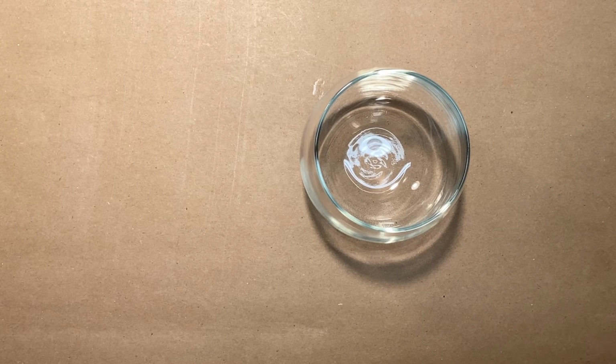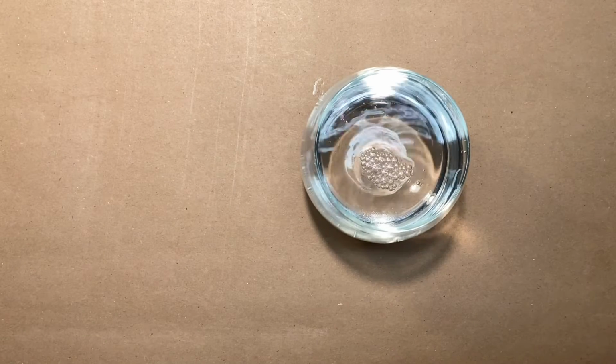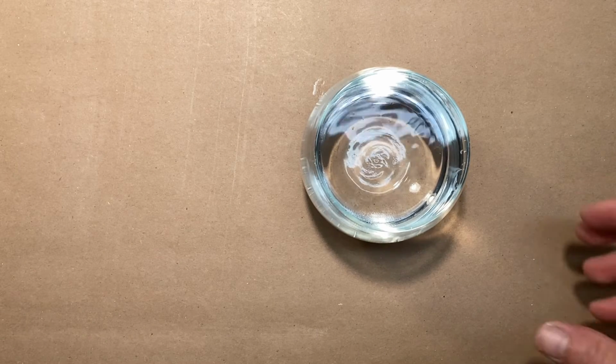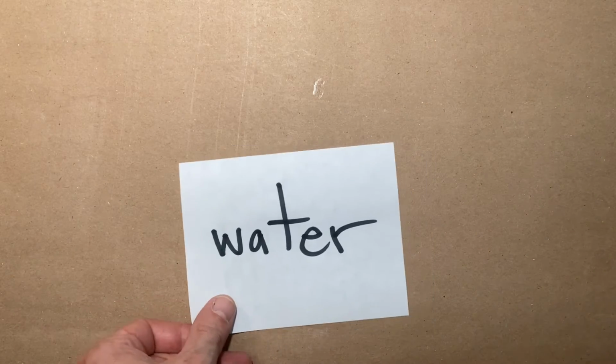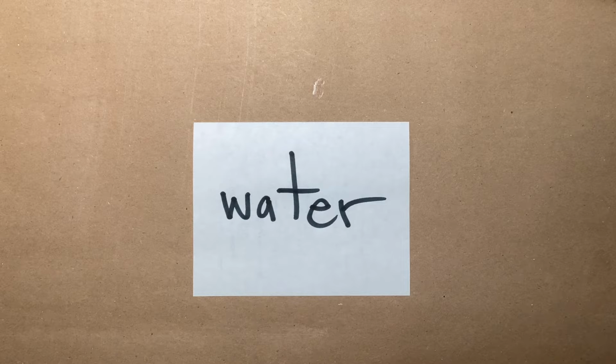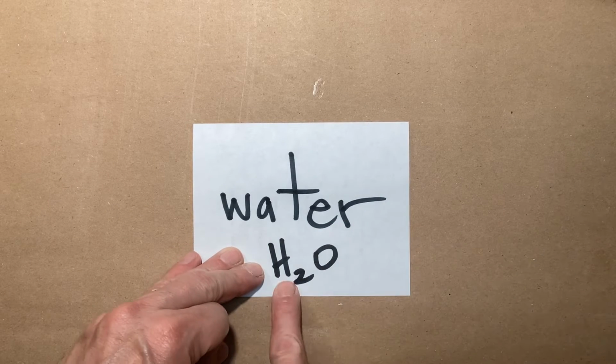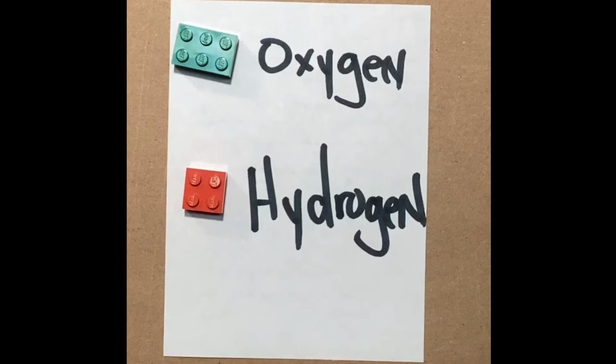Our first example will be water. What does the chemical structure of water look like? Maybe you know the chemical formula for water is H2O. That means two hydrogens bonded to one oxygen. In this model, the oxygen will be the green Lego, and the hydrogen will be the red. Because it's H2O, we will need two hydrogens.